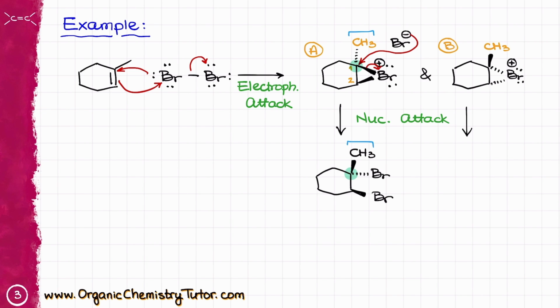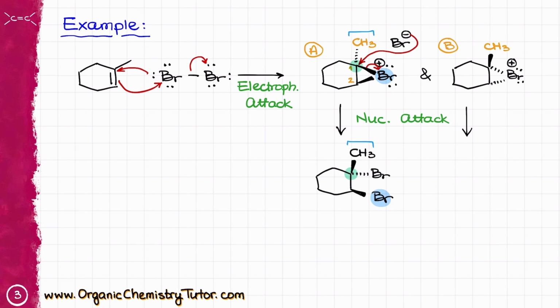Now, the original bromine that I already had on my molecule, I will highlight that one in blue, well, that bromine is still looking at me, because the only thing that we did was break the bond between that bromine and carbon number 1, but we did not touch the bond between bromine and carbon number 2, which means that it's still going to be looking at us.